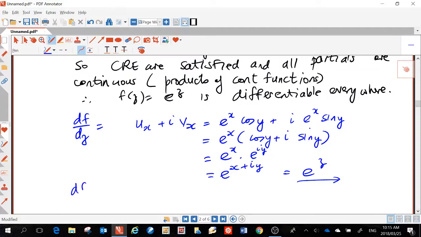You could also use the approach df dz equals vy plus i, or minus, this one is a minus sign, remember? vy minus i uy. Go into the top, you'll see that we derive this result, and you'll get exactly the same thing. Carry out all these procedures, and eventually you will get e to the z.